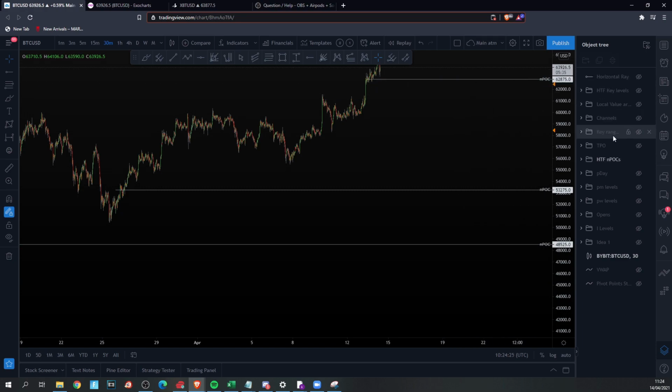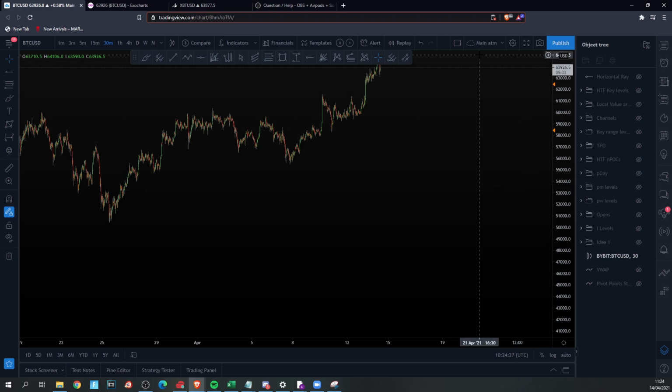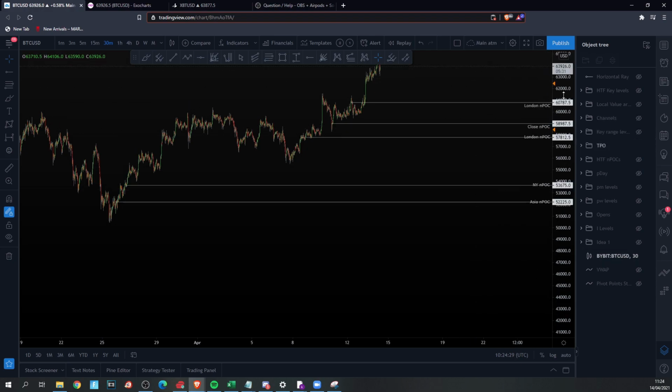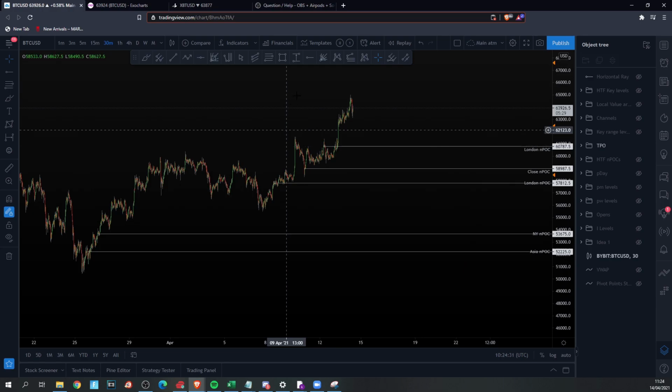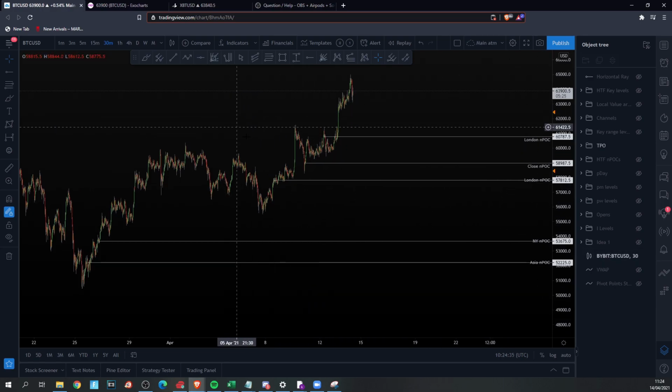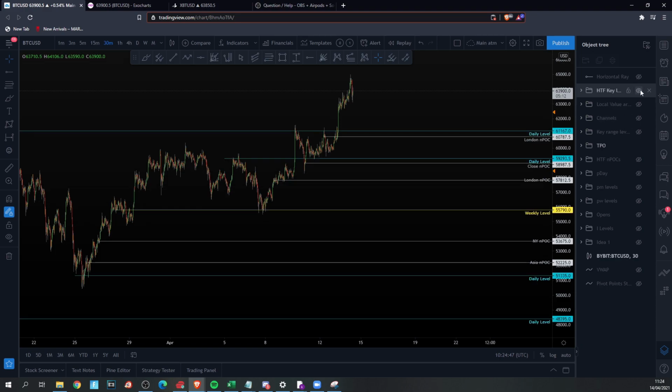Also, I don't really see a lot of people mark these levels out, but we have the TPO levels. I haven't updated it just yet, but coming down to the downside, these are the levels I think you should be aware of: the London naked point of control close, another London one, and a few others coming in here. I like to use these as they can also provide really good levels to get trades off.